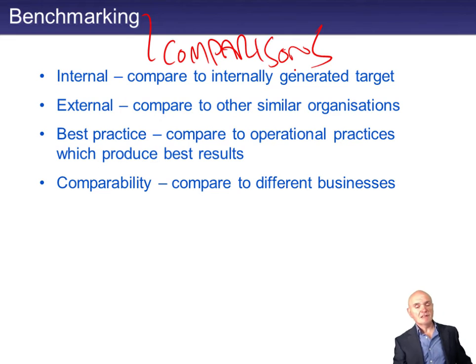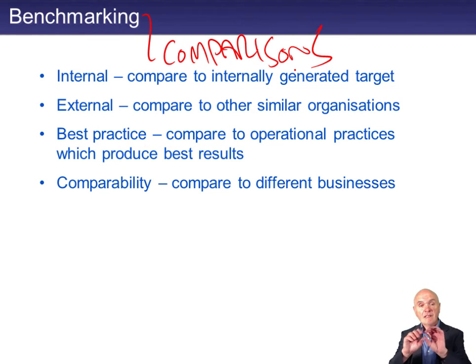And the first sort of comparison you can do is an internal comparison. Now, to make it of any use at all, you can't just sit in a dark room and make up a figure. The internal comparison could be comparing to last year. So the turnaround time of the aircraft last year was averaging 30 minutes. Maybe this time we try for 25. It might be possible to make that improvement.